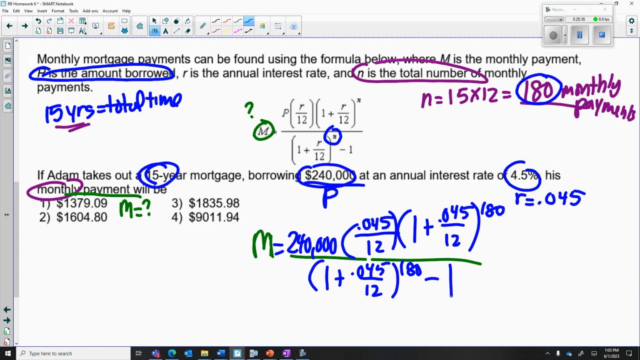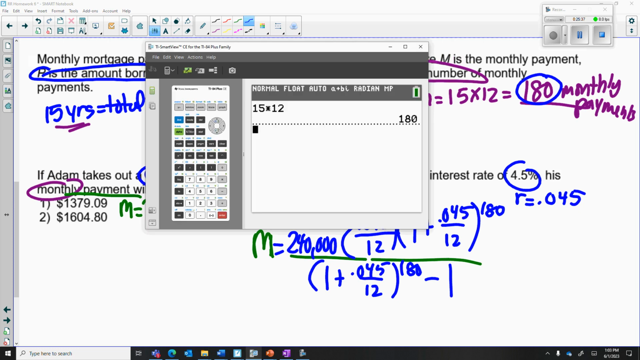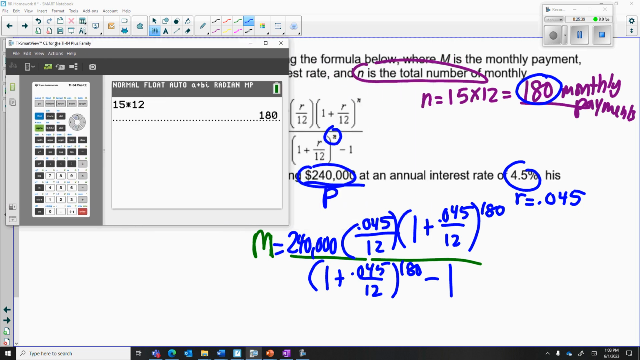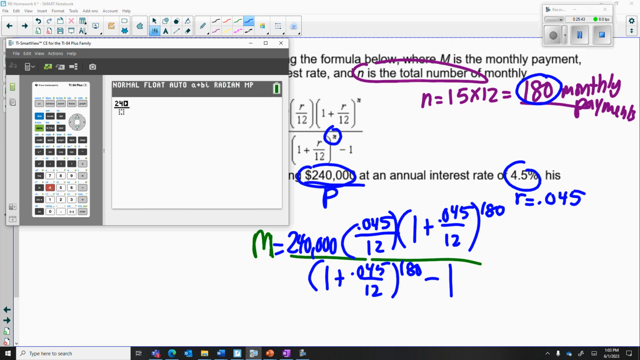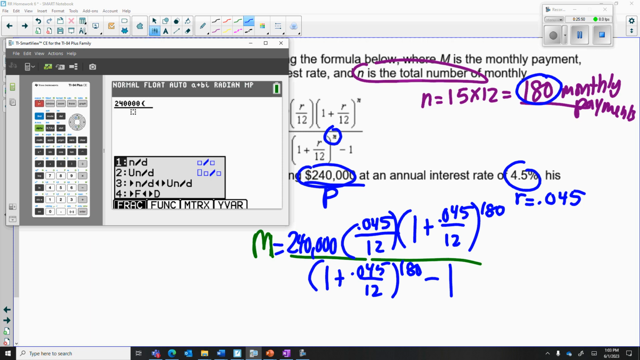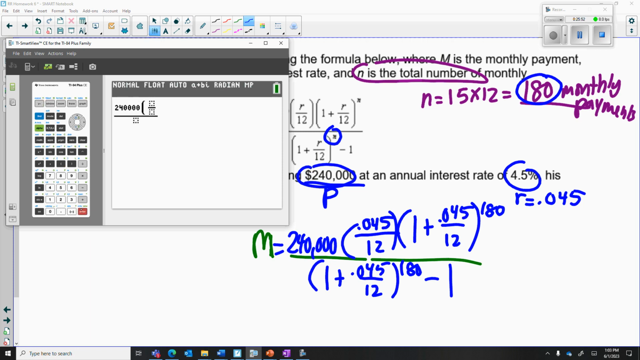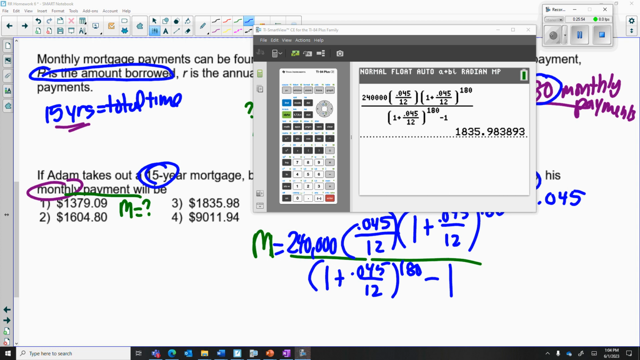Now you're just going to take this entire thing and put it directly in your calculator on your home screen, and hopefully we'll get one of our choices. So big fraction, $240,000, which is what we borrowed, times, plug that whole thing in, and let's see what we get. I'm going to pause it here. So as you can see, I plugged in this whole long thing and I got an answer of choice 3.